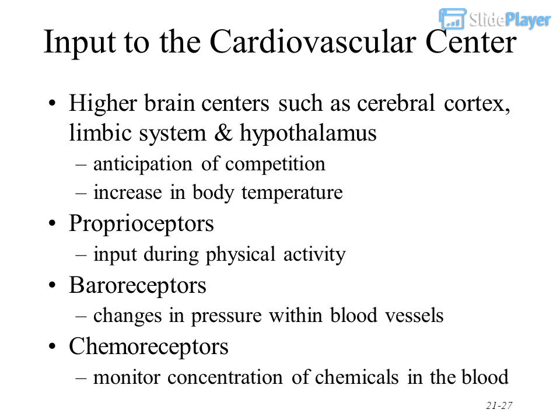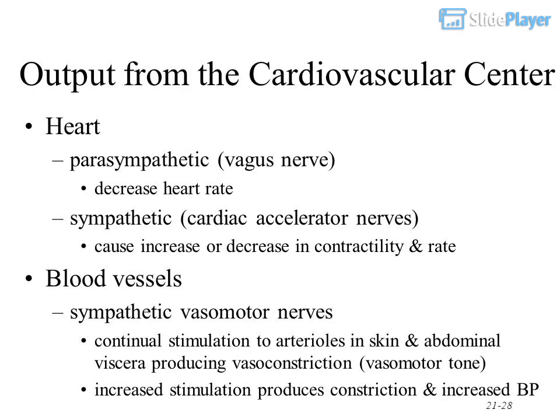Examples include anticipation of competition and increase in body temperature. Proprioceptors provide input during physical activity. Baroreceptors detect changes in pressure within blood vessels. Chemoreceptors monitor concentration of chemicals in the blood. Output from the cardiovascular center.